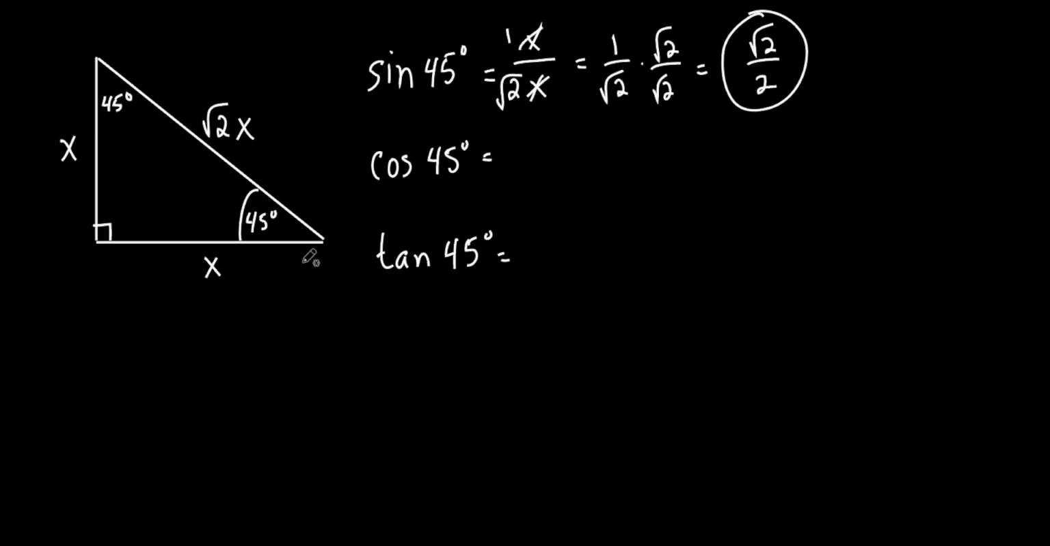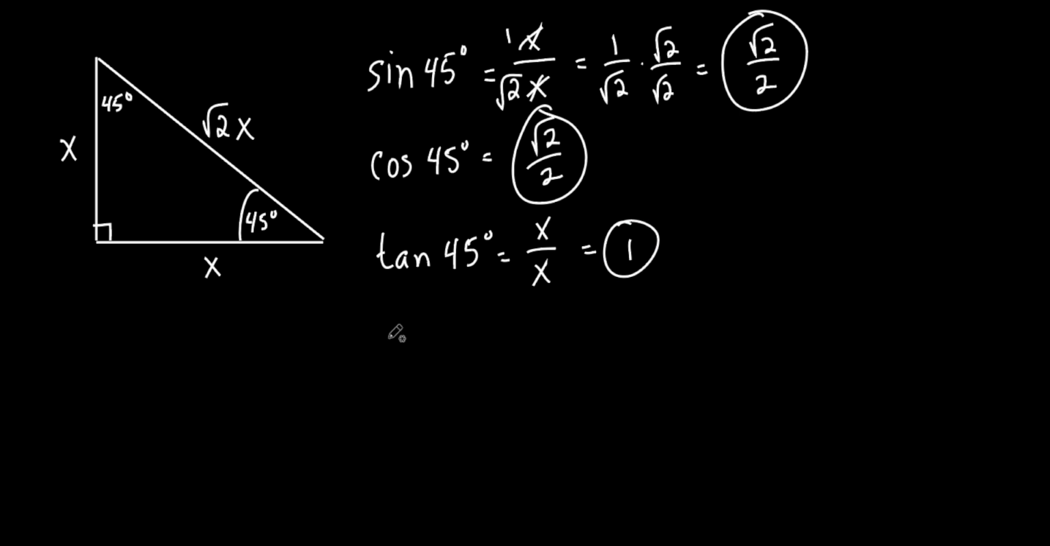What about the cosine of 45? Well, cosine is adjacent over hypotenuse. It's the same thing, isn't it? Do I have to go through all the work again? Nah, because it's still x over square root of 2 x. So that's also going to be what? Square root of 2 over 2. That's the cosine. What about the tangent of 45? The tangent is opposite over adjacent. So this is x over x, right? Opposite over adjacent, which is 1. And there you go. So now I got my 3.